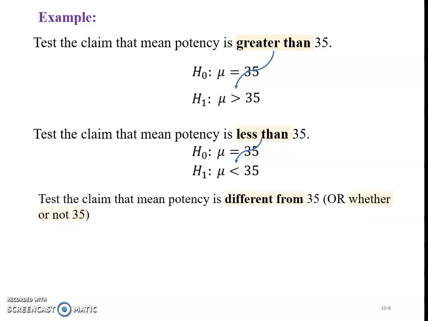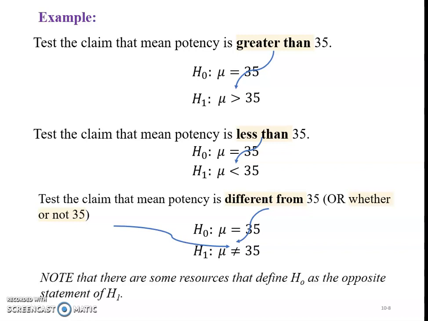Okay, if you test the claim that mean potency is different from 35, H null is mu is equal to 35 always, and H1 is, we are trying to test whether the mean is different from 35, whether or not it is equal to 35, so it is mu is not equal to 35.